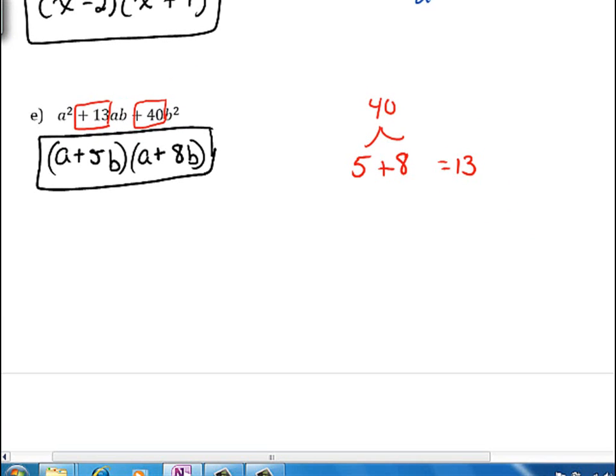And that is the end of our lecture on factoring trinomials with a leading coefficient of 1. Let me know if you have any questions.